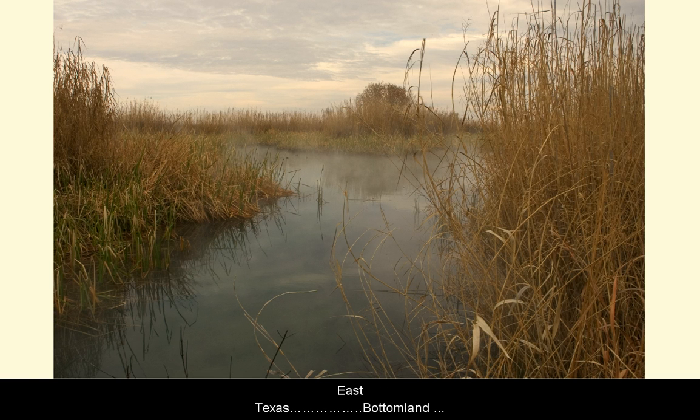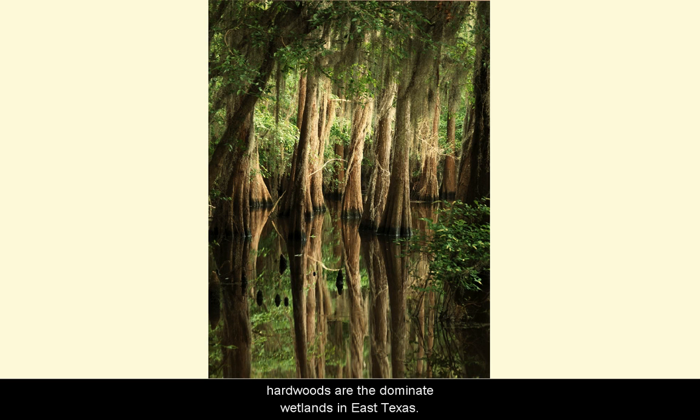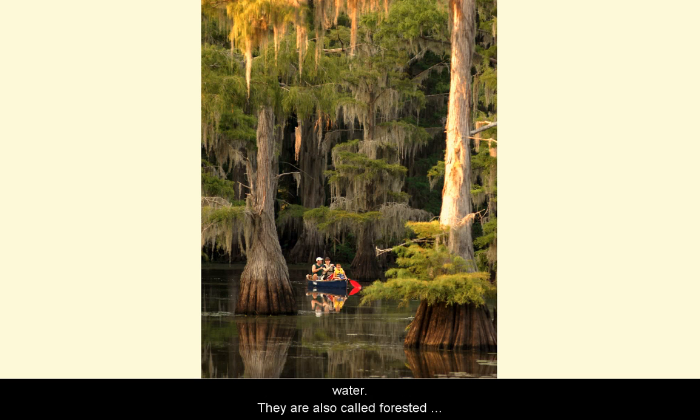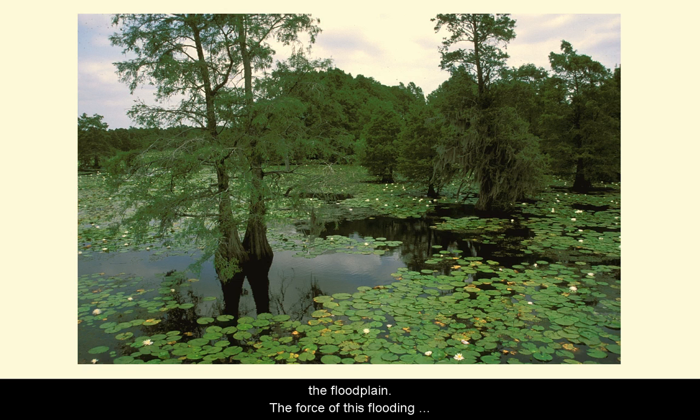East Texas wetlands. Bottomland hardwoods are the dominant wetlands in East Texas. These are known for the large trees that live in the water. They are also called forested wetlands. Unlike most of Texas, East Texas receives large amounts of rainfall. This rain floods streams and rivers, spilling water out onto the floodplains. The force of this flooding often reshapes the stream bottoms and floodplains, forming bottomland hardwood wetlands in heavily wooded areas.